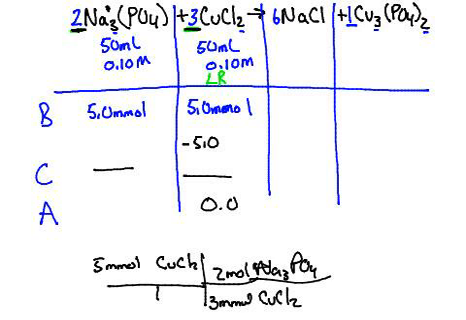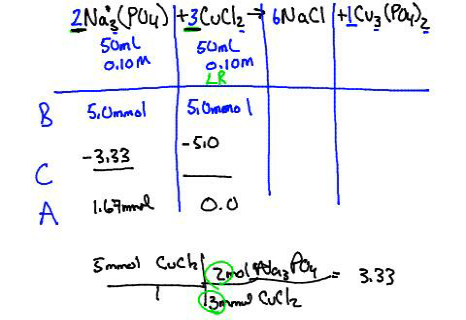Now, Mr. Sams, where did I get that 2 and that 3? Those are the coefficients from the balanced equation. That's our mole ratio. And so you simply convert from moles to moles, or millimoles to millimoles, and you get 3.33. So this will be minus 3.33. So 5 minus 3.33, did I do that right, Mr. Sams? Yes, you did. 1.67 millimoles.